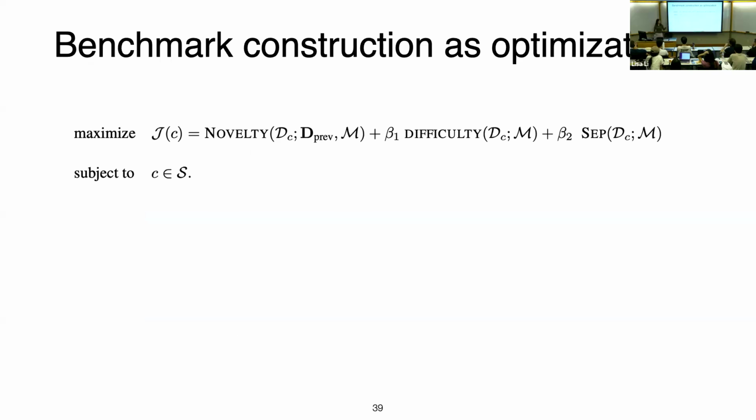So combining these metrics, we can write down the overall objective function. Our goal is to find a sufficiently salient data set description such that it is novel, difficult, and separable.